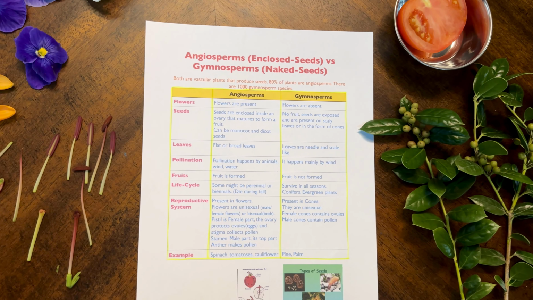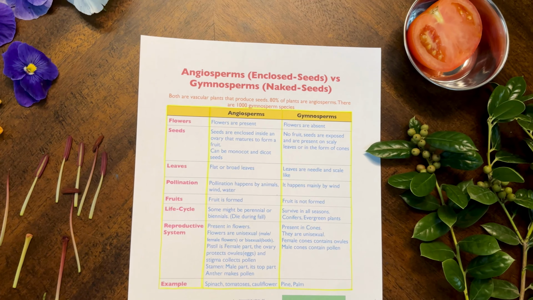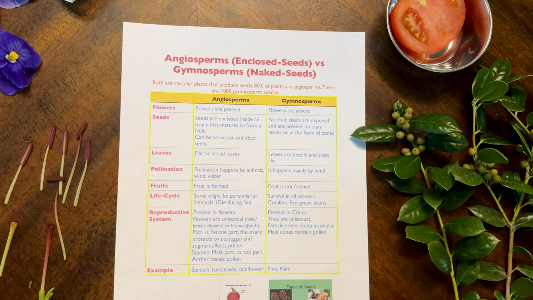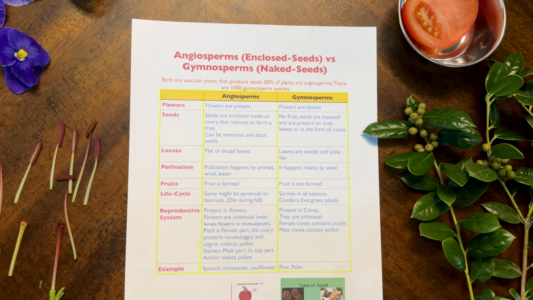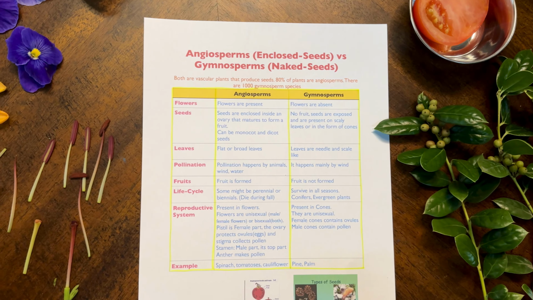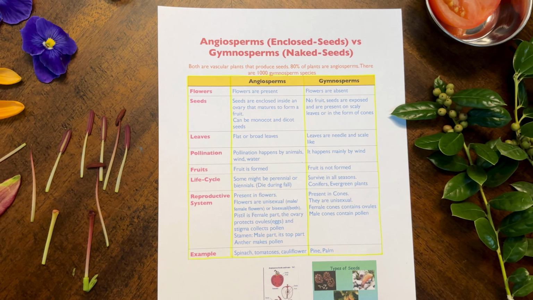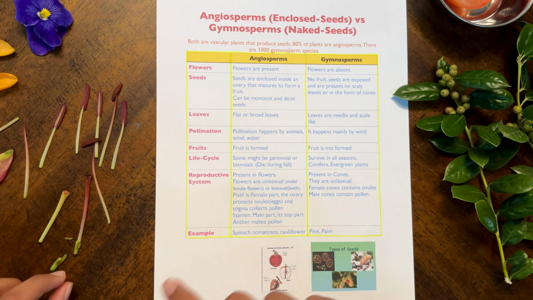In this video, we're going to be talking about angiosperms and gymnosperms. Both are vascular plants, but before we get into the similarities and differences, let's look at each of these different cycles. First, let's start with angiosperms. About 80% of plants are angiosperms. The main difference between angiosperms and gymnosperms is that angiosperms have flowers.